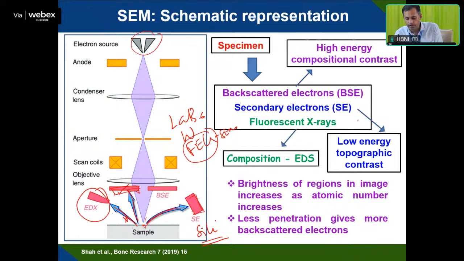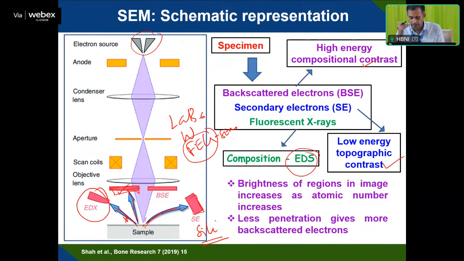The secondary electron is the low energy one, used for topographic contrast, whereas the backscatter electron is high energy, and you will be able to get compositional contrast using the backscatter, and the X-ray will be used for composition analysis. So the brightness of the region in the image increases as the atomic number increases. Like, as the Z value increases, the brightness will be more and more pronounced.